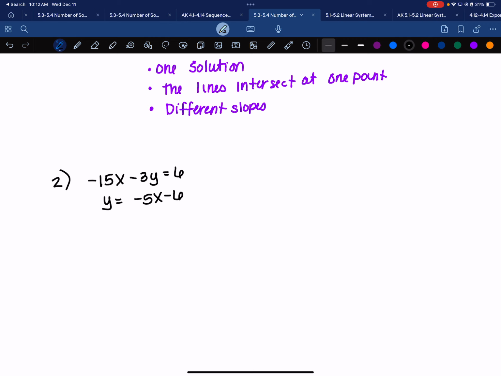So how do you want to tackle this one? Do you want to try going through solving algebraically? One of them is in y equals mx plus b form, right? So we could get the other one into y equals mx plus b form and look at the slopes and y-intercepts. Or we could go ahead and solve. It's up to you. What do we want to do?